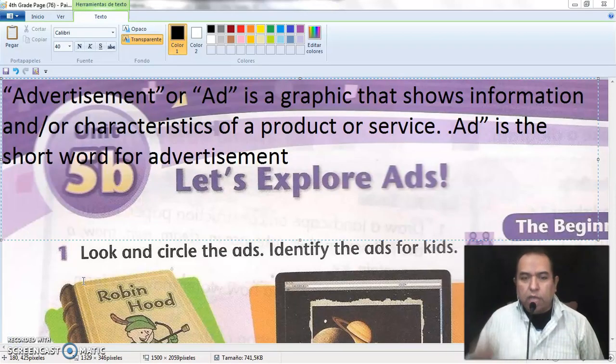So here it is. Advertisement or ad is a graphic that shows information about characteristics of a product or service. Please write it down. Ad is also the short word for advertisement. Please pause the video so you can write it.